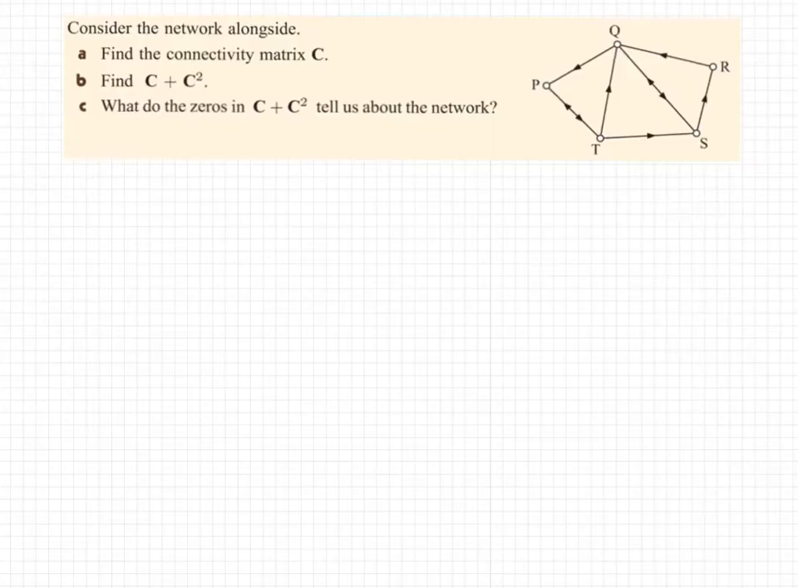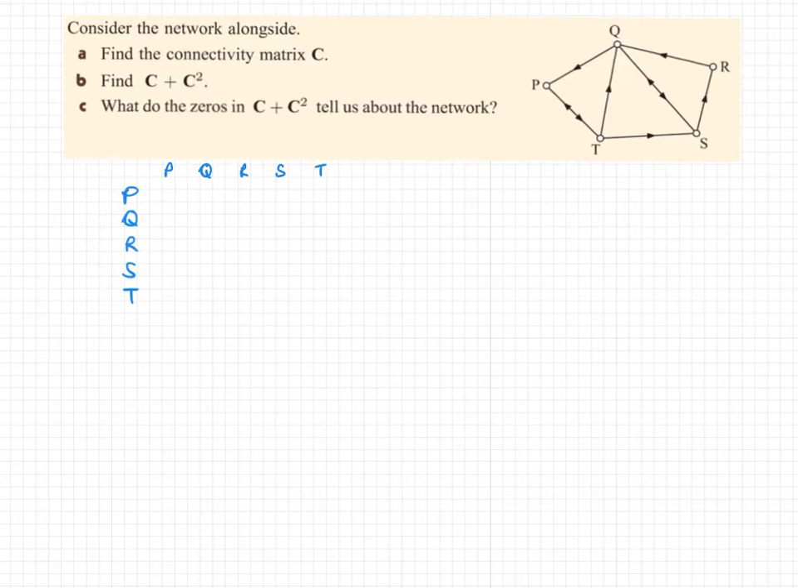So we're just going to spend some time having a look at an example. So we've got to have a look at the network here alongside. The first thing we're going to do is find the connectivity matrix. So we're looking from P, Q, R, S, T. When you're doing solutions to this work, try to keep it in alphabetical order, that's what the answers in the back of the book will do as well.